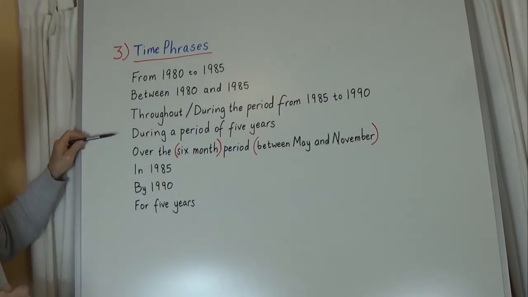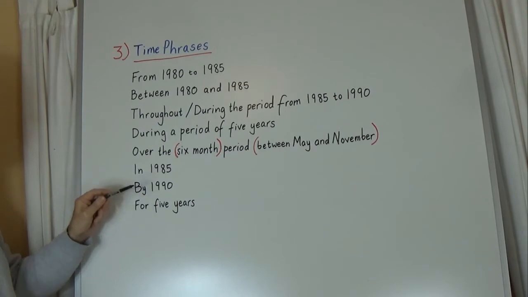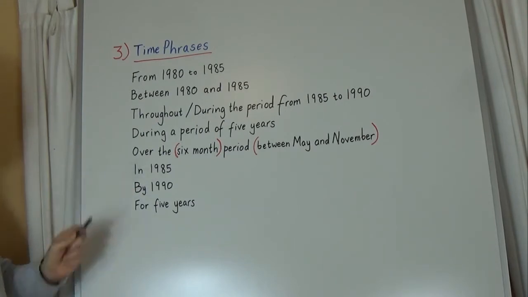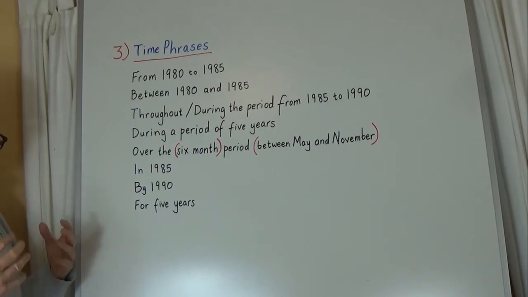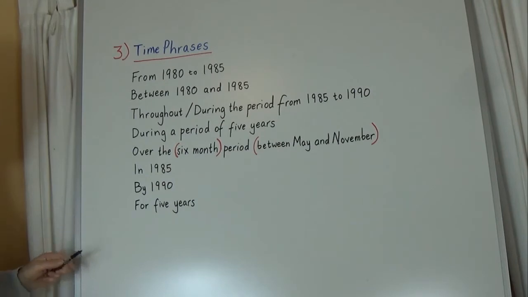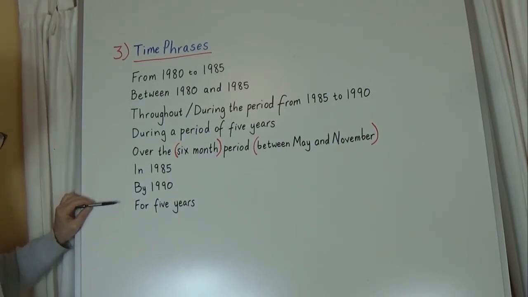During a period of 5 years. Over the period, or over the 6-month period, or over the 6-month period between May and November, or over the period between May and November. So we're now getting more and more complex, especially as we consider integrating these with the previous phrases. And we say in 1985, by 1990, and for 5 years.